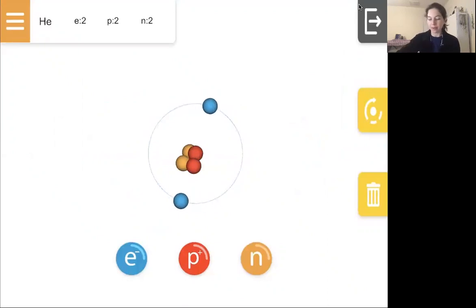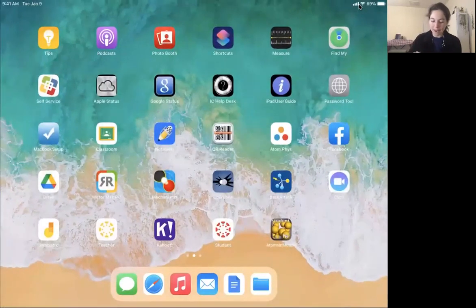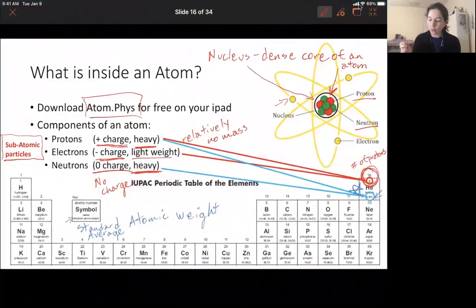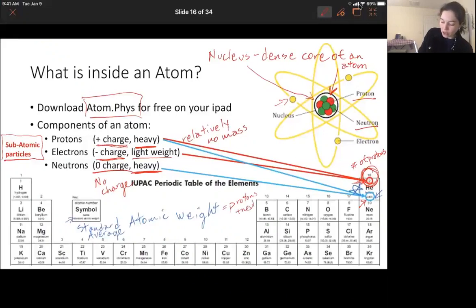So 2 of everything. And when we go back to our periodic table, we can see that reflected in the numbers. So up at the top, we see our number of protons is 2. We know that our protons are equal to our electrons, so there's 2 of those. This mass number is neutrons and protons. So the mass is protons plus neutrons. And if there's 2 of each, that means there's 4 total. And we see that reflected in the mass number of 4.003.